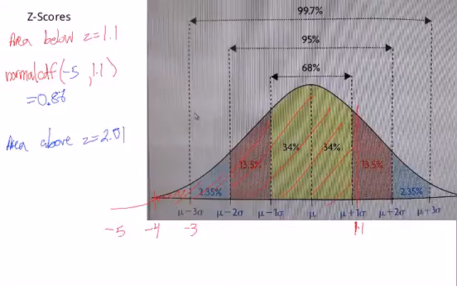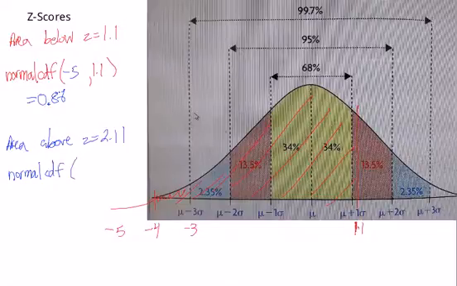2.01. So it doesn't matter. Actually, let's change that. 2.01 is kind of a weird number. Let's do 2.11. So it doesn't matter what the decimal is. We can always use normal CDF. So in this case, we want normal CDF. And we're going to go from 2.11, which is way over here. And we want everything bigger. So in this case, let's go up to positive 5 as our maximum number.